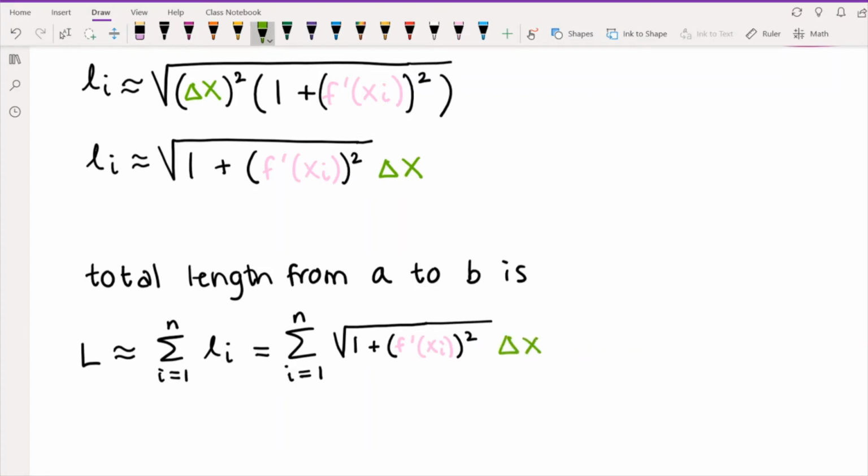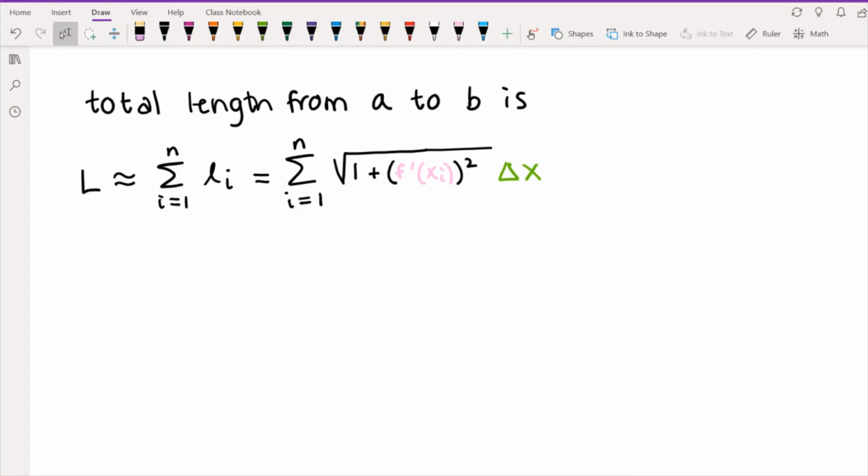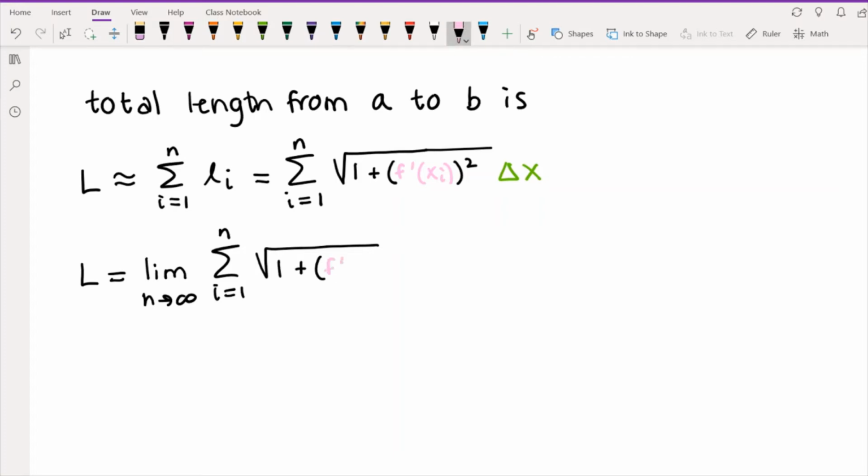And so how do we find the exact length? Well, this is something we've seen a good number of times right now. We can take the limit, right? So L is going to be exactly equal to the limit as n approaches infinity of the sum from 1 to n of the square root of 1 plus the derivative at this ith point squared times delta x.